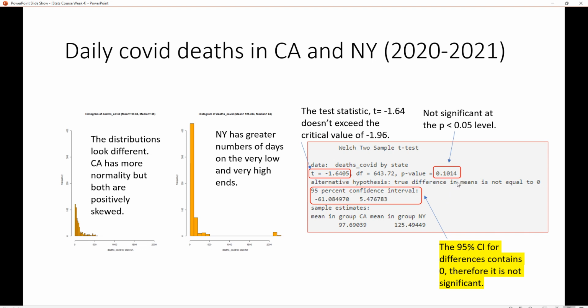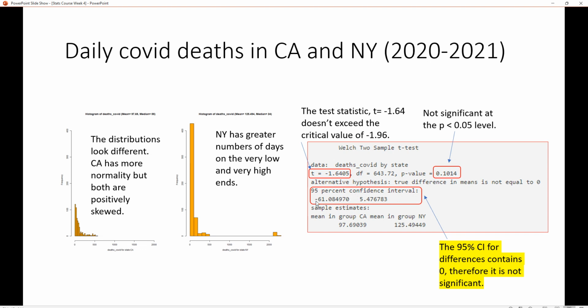So we should investigate this data more. And what we do notice when we look at the 95% confidence intervals for the group differences is that the 95% CI for differences contains 0. Therefore, it is not significant. We get that from the p-value, but we also get that insight from our 95% confidence interval.